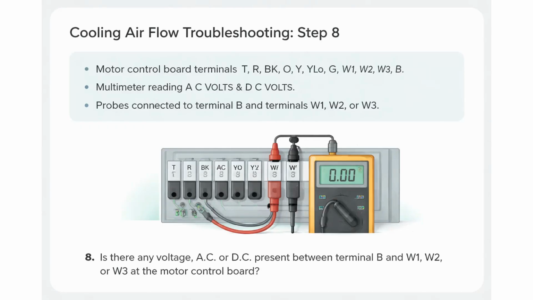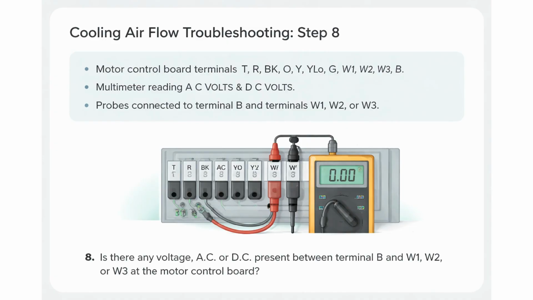The final check, step 8, looks for conflicting signals. You need to measure for any voltage, AC or DC, between terminal B and the heating terminals W1, W2, or W3. If you read 1.5 volts or higher, the motor is receiving a call for heat at the same time as cooling. Because ECM2 motors prioritize the highest requested airflow, or specifically the heating airflow in gas furnaces, this phantom voltage will override your cooling settings.